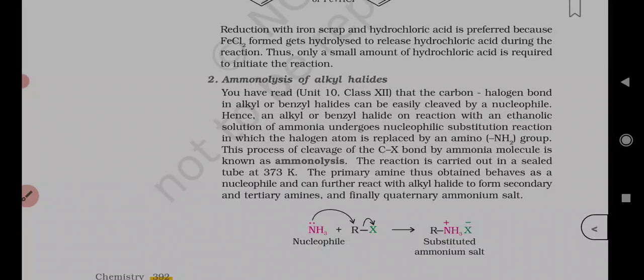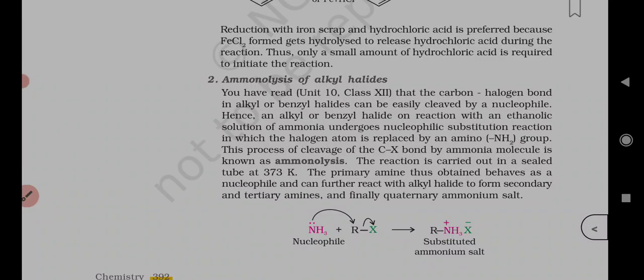Nitriles on reduction with lithium aluminium hydride, LiAlH4, or catalytic hydrogenation produce primary amines. This reaction is used for ascent of amine series, that is, for the preparation of amines containing one carbon atom more than the starting amine. One more thing I said, there is another called ammonolysis of alcohols. Let's discuss it.